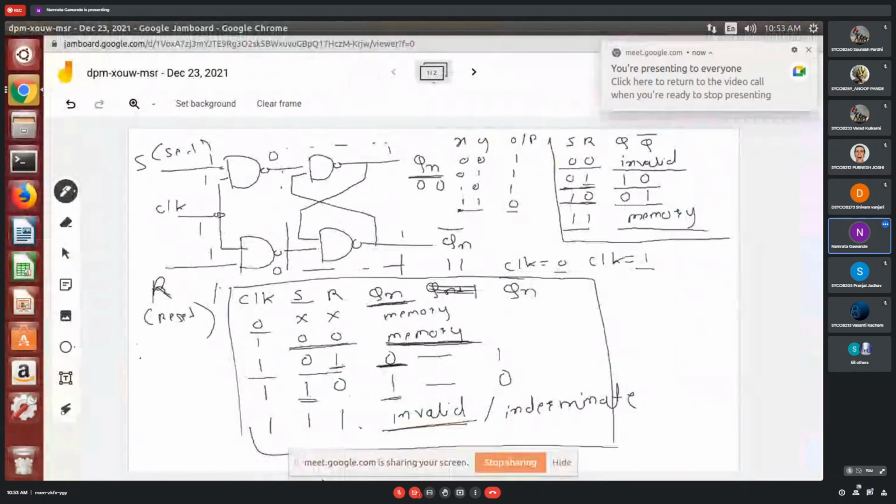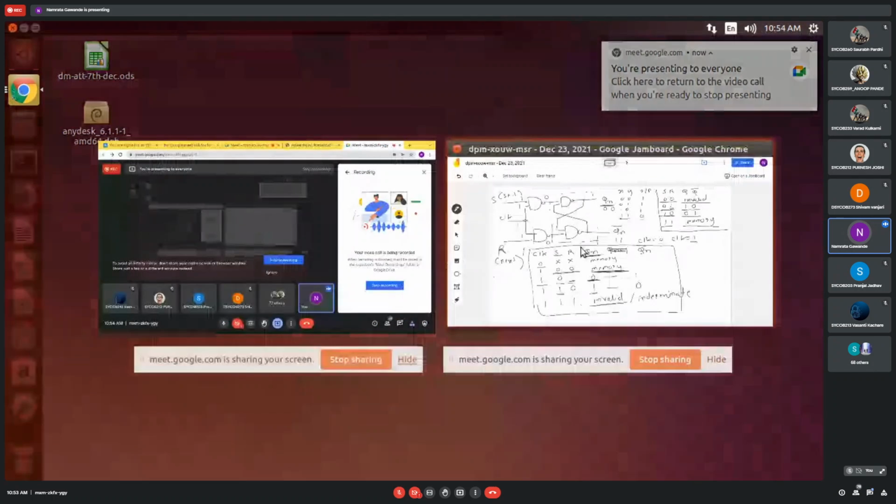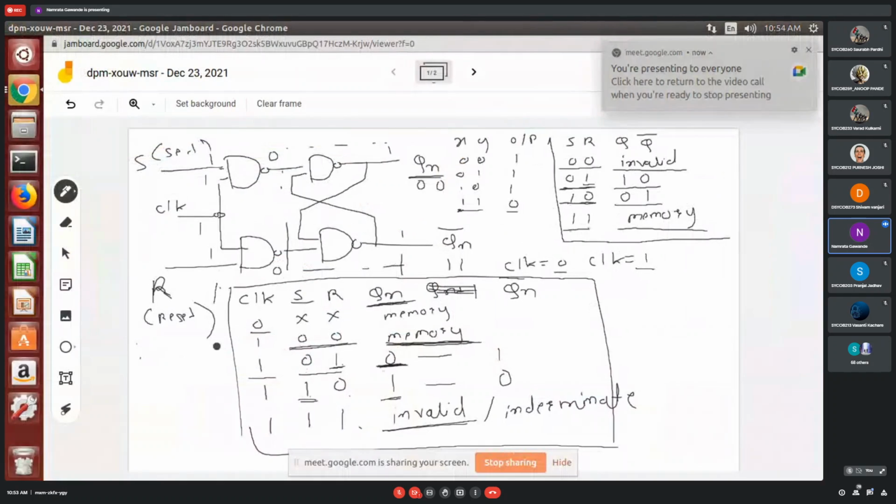Okay, so see now, for the next part, I will go through the difference and then we'll start again. There is one drawback with SR, so we'll start with JK.